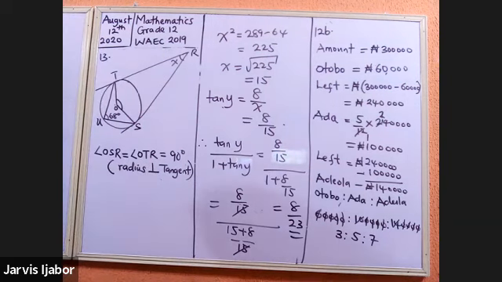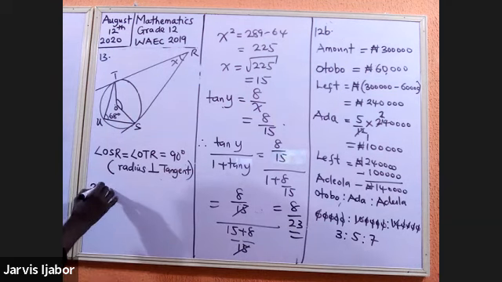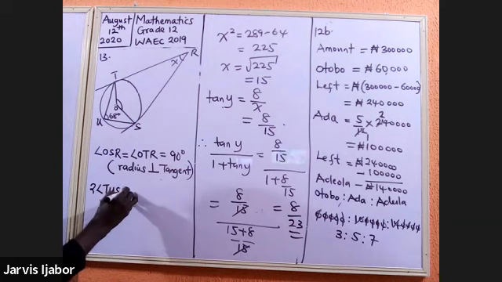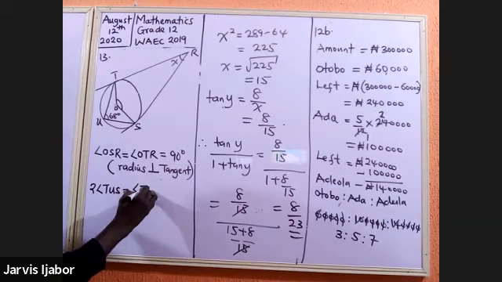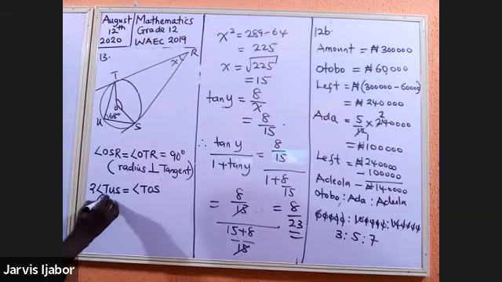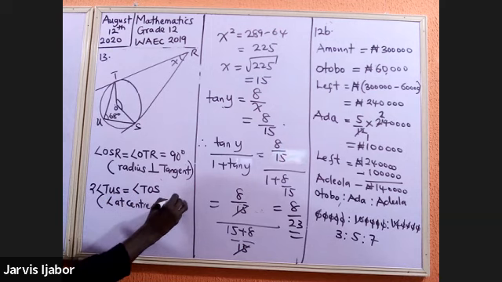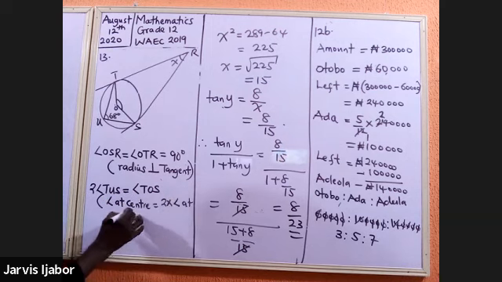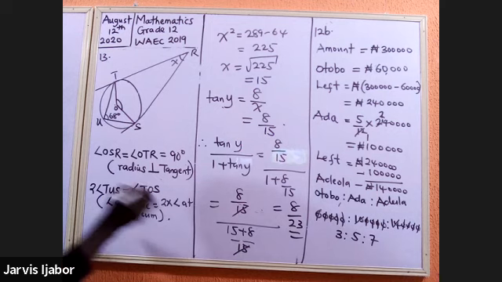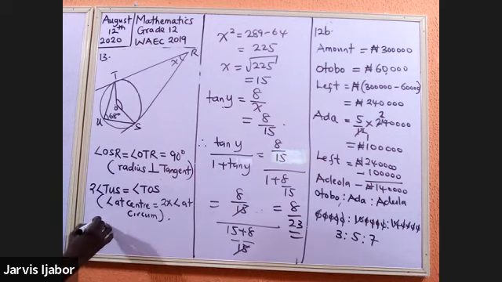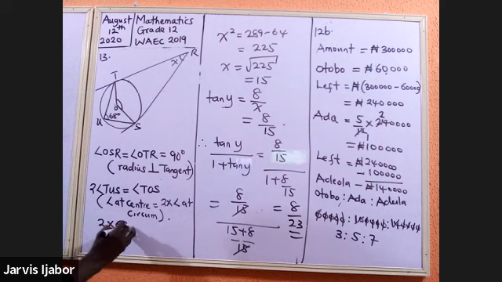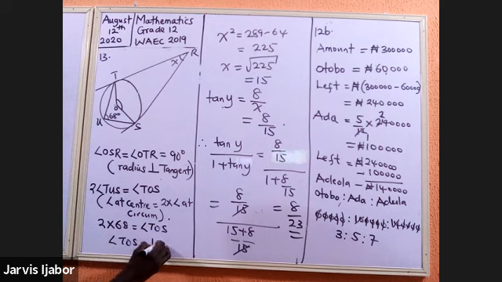So if you don't know this rule, you may not be able to solve this. The next important rule you need to take note of is that 2 times angle TUS will be equal to angle TOS. What is the reason? Angle at center equal to 2 times angle at circumference. So 2 times 68 will be equal to angle TOS, meaning that angle TOS is equal to 136 degrees. All right. Now you have done that.